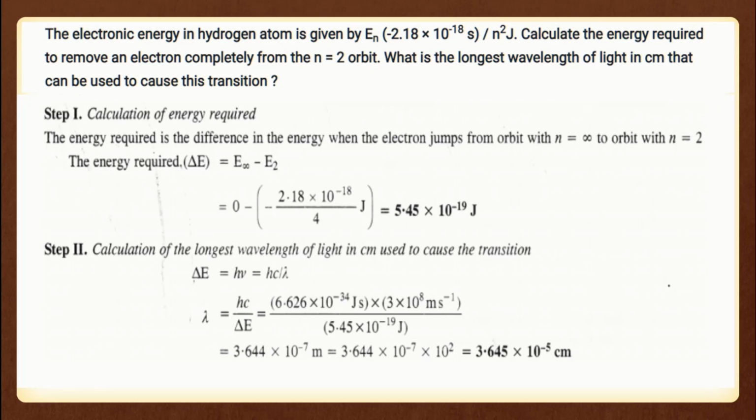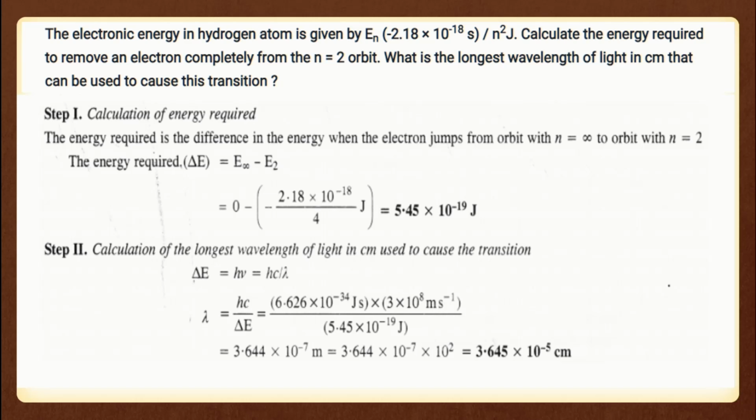The electronic energy in hydrogen atom is given by En is equal to minus 2.18 into 10 power minus 18 joules divided by n square. Calculate the energy required to remove an electron completely from the n is equal to 2 orbit. What is the longest wavelength of light in centimeters that can be used to cause this transition?